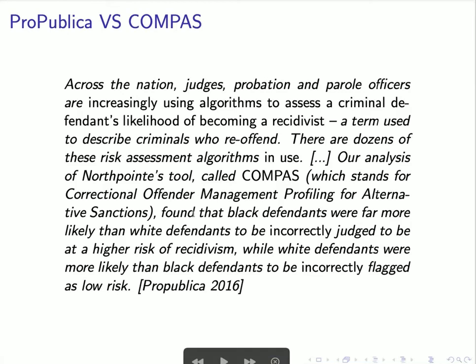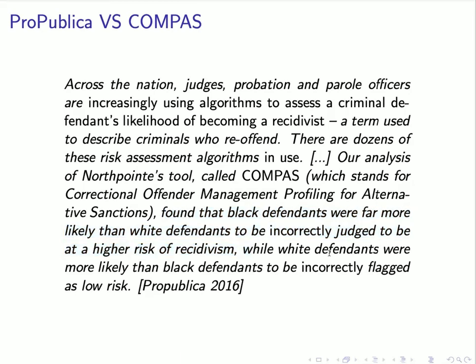People have used tools like that for a long time. It's scary how many people use these things. And they analyzed one of these, COMPAS, which is one of these risk assessment algorithms in use. Basically what they found is that black defendants were far more likely than white defendants to be incorrectly judged to be at higher risk of recidivism, while for white defendants, it was the opposite.